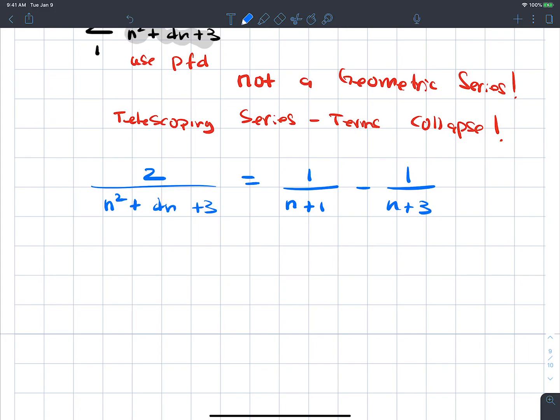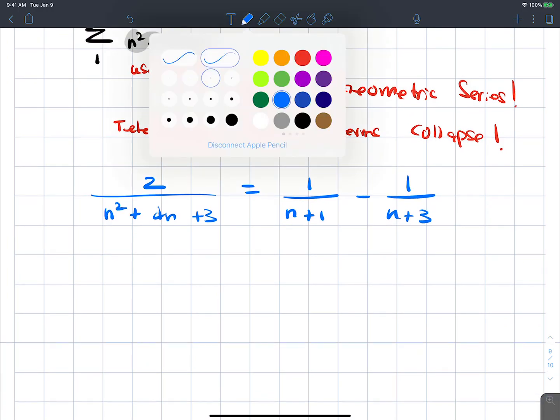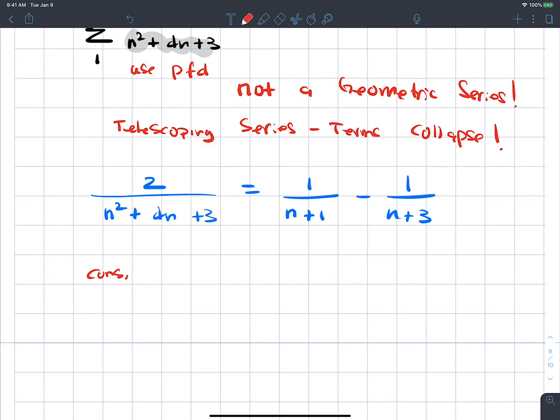Okay? And you might say, well, why do I need this? Well, this is what's going to happen. We're going to have to, again, consider the sequence of partial sums. All right. So we're going to have to consider the sequence of partial sums.